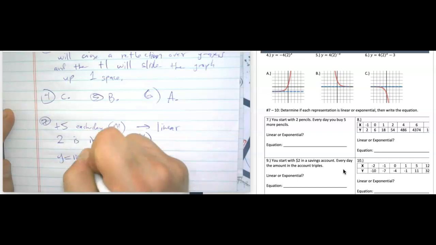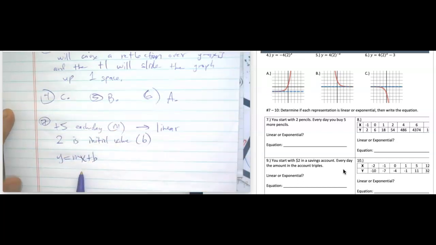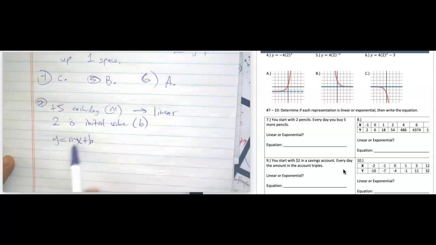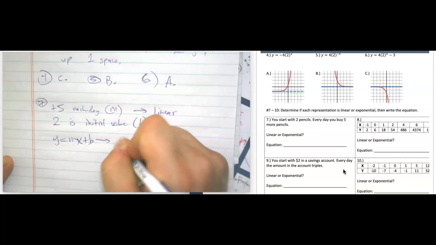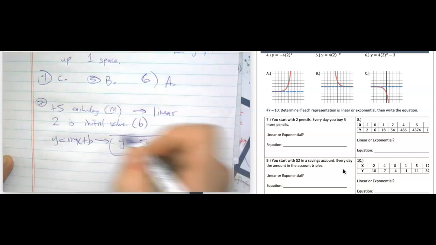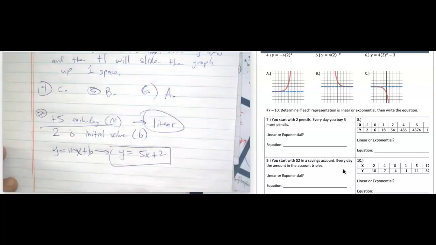And then the equation, well, guys, once I know it's linear, I have to use y equals mx plus b. If it was exponential, I'd be using y equals a times b to the x power. So again, m is your slope, goes here, b is your y-intercept, it goes here, so the equation for this one is y equals 5x plus 2. It's linear because it's adding the same amount each time.